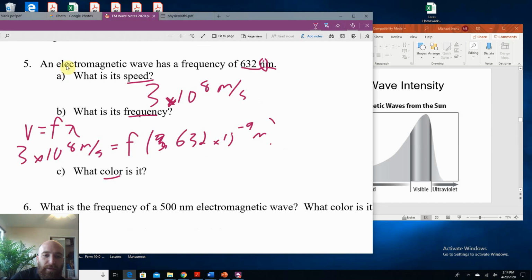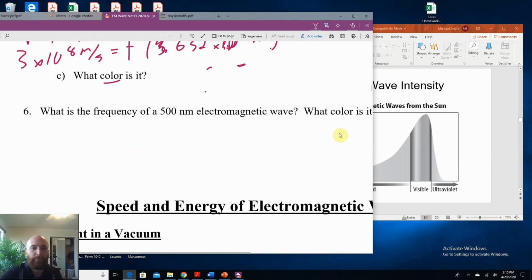That is not proper scientific notation. I do want to mention that. But your calculator will pick up on that if you type it in this form, so you can just go with that. Okay, divide across, and I got a frequency of 4.75 times 10 to the 14 hertz.